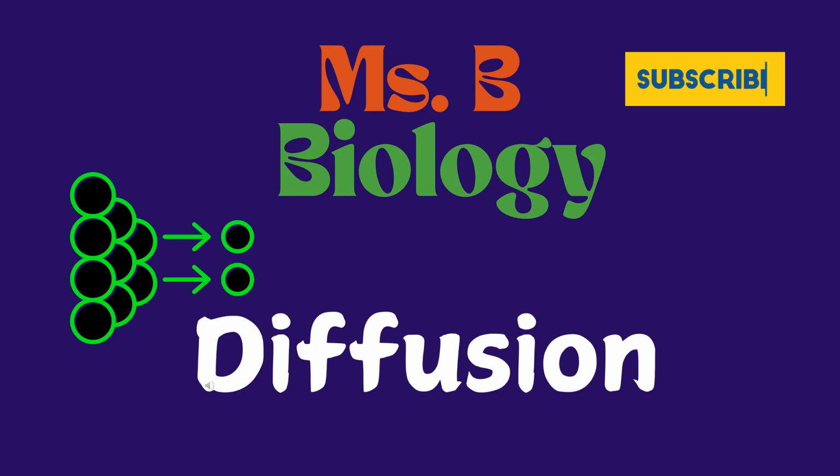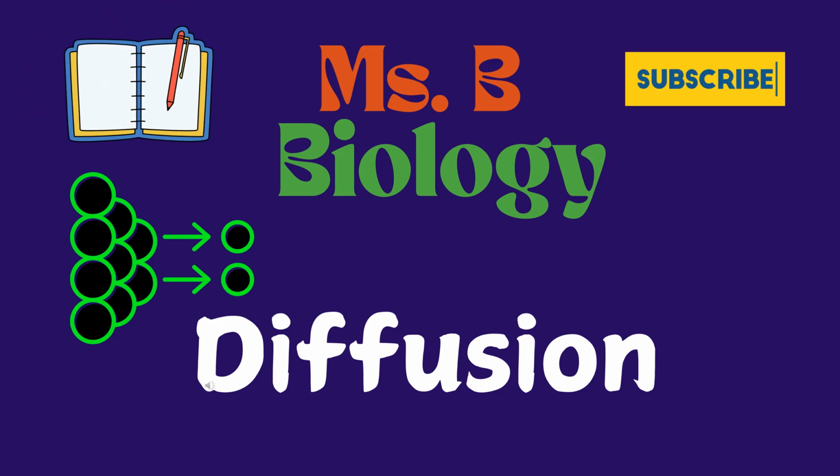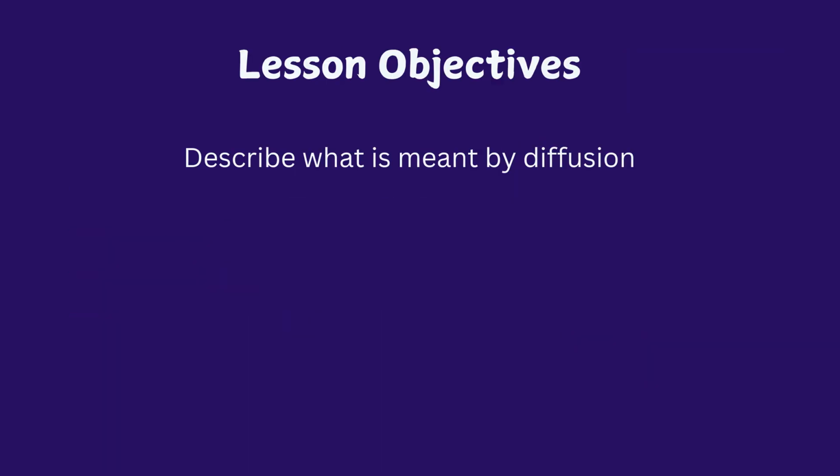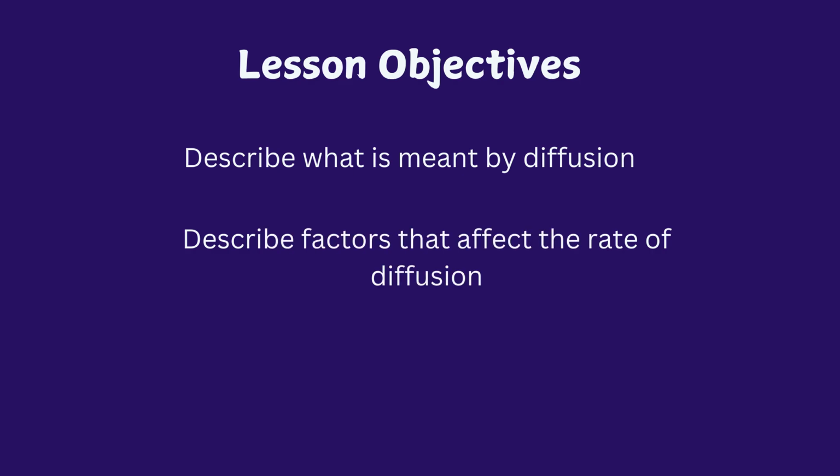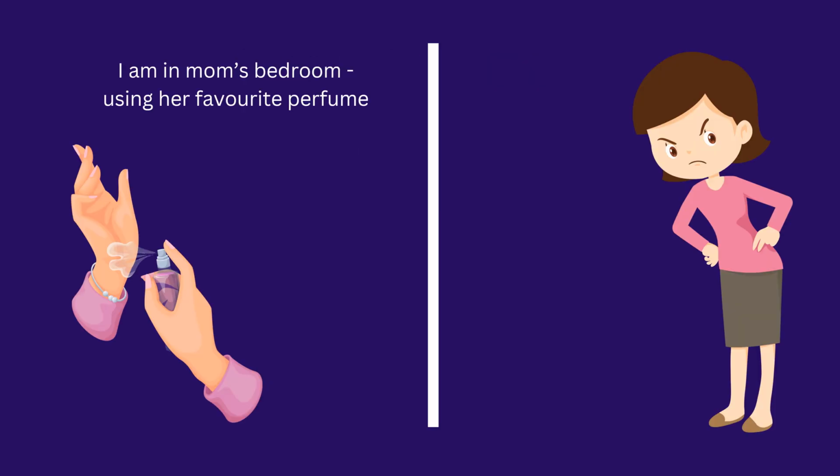This is a revision lesson on the topic diffusion. So grab your book and grab your pen and let us begin. The lesson objectives are to: 1. Describe what is meant by diffusion and 2. Describe the factors that affect the rate of diffusion.